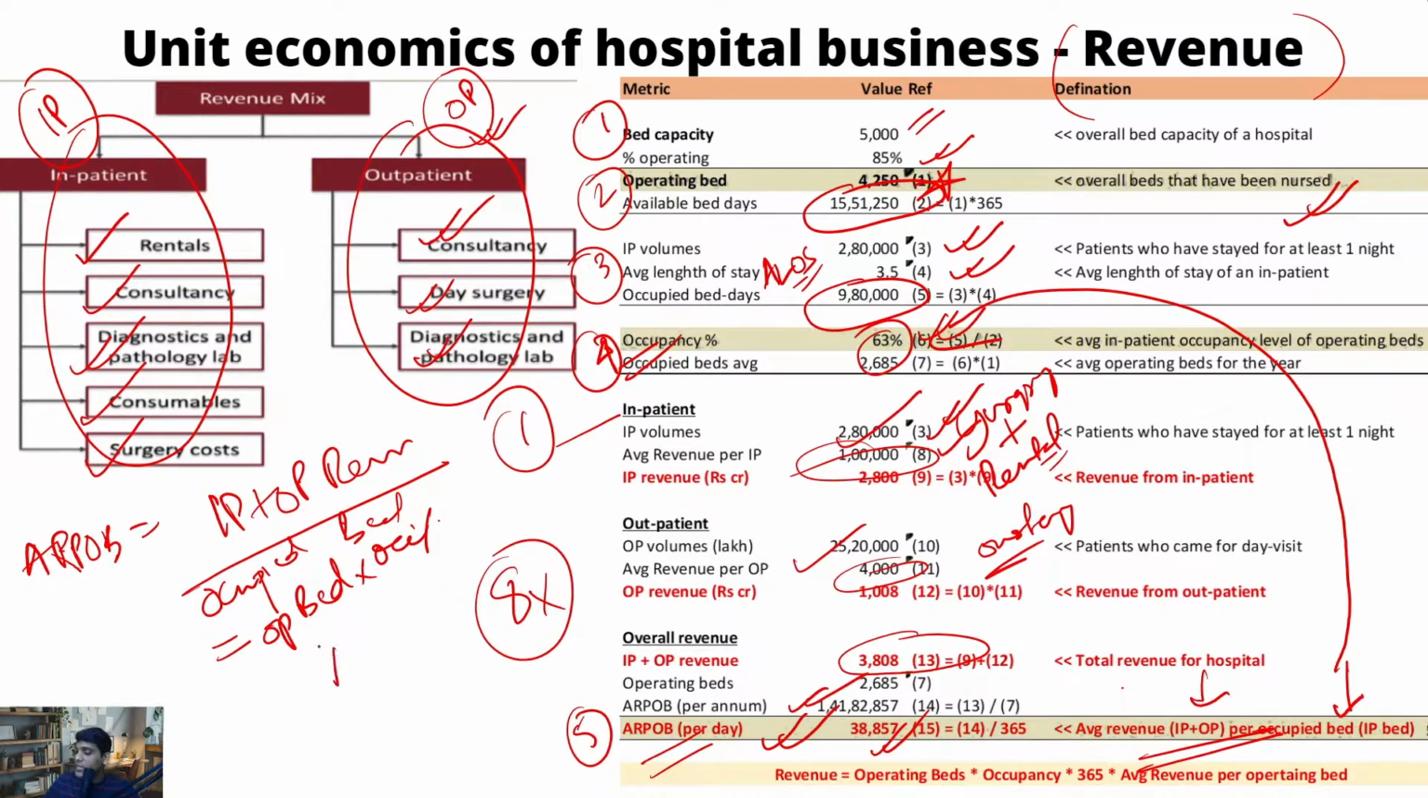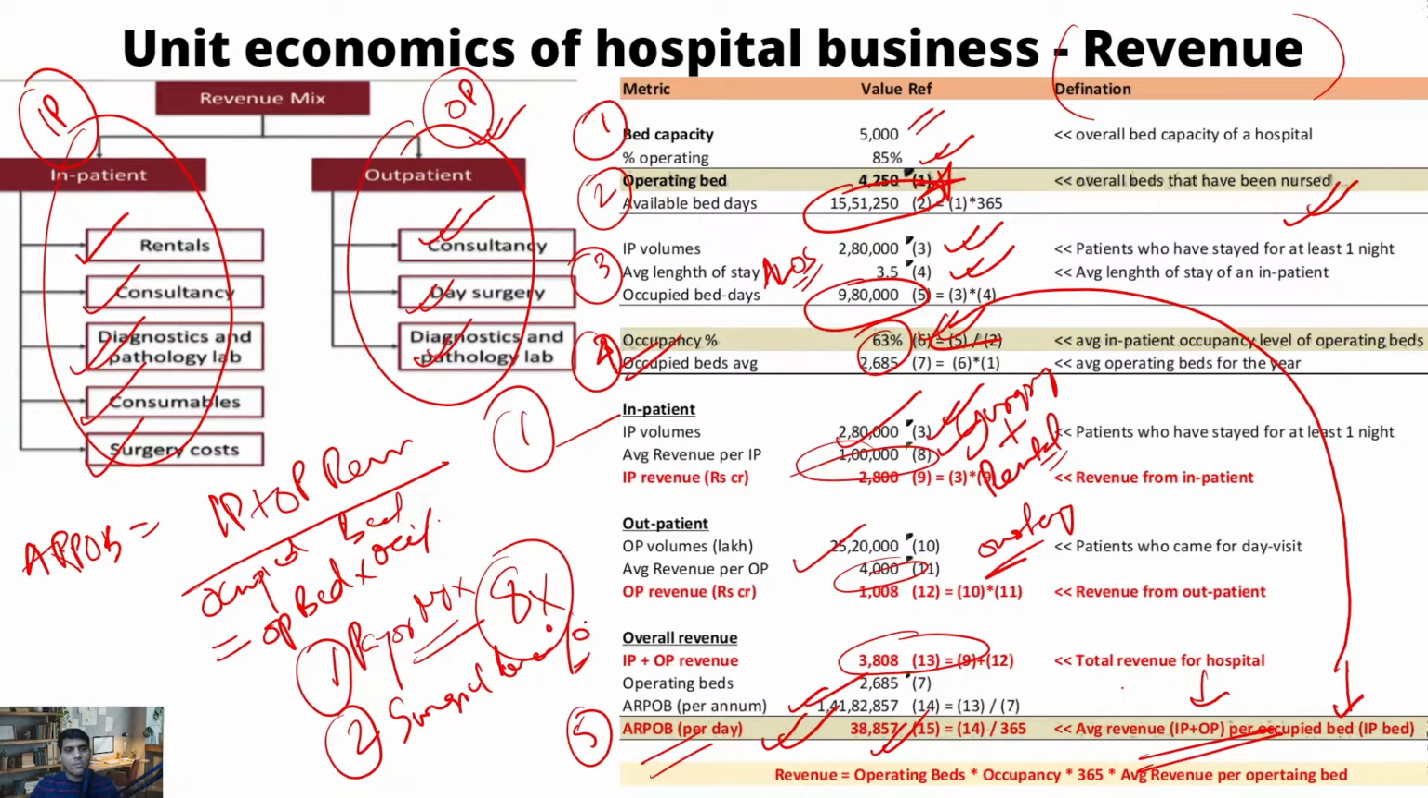Now two things on which ARPOB depends. One is your payer mix. So ARPOB is higher for an international business and lowest for a government business. So as you increase your mix of international business, your ARPOBs are going to increase. So that payer mix which we discussed in part 2, that becomes important. दूसरा important factor रहता है कि आपके revenue में what was the percentage of surgical revenue.